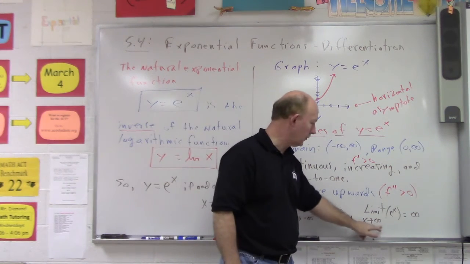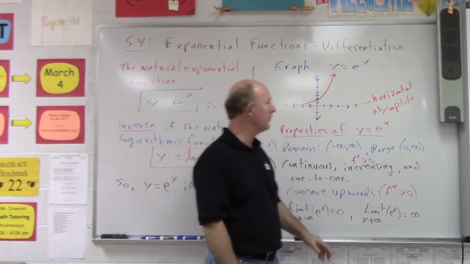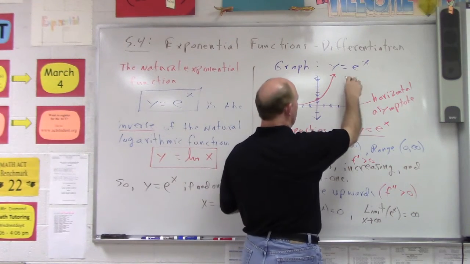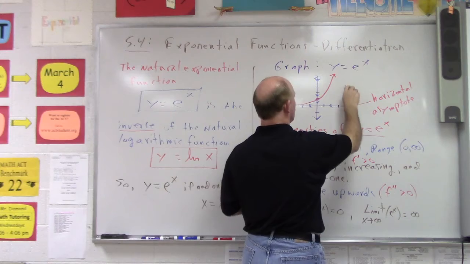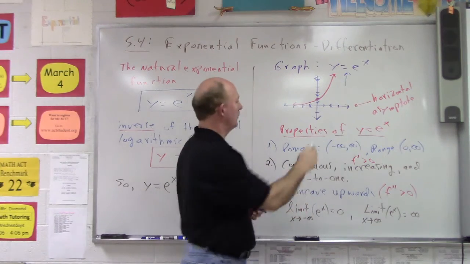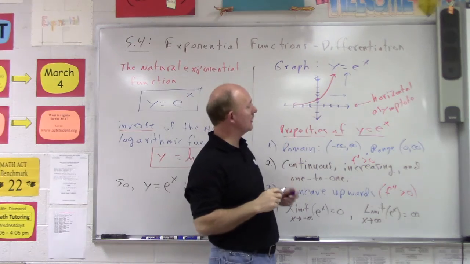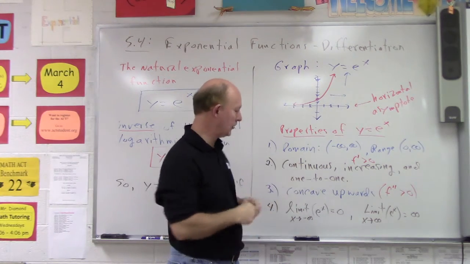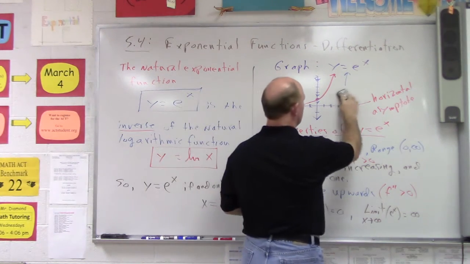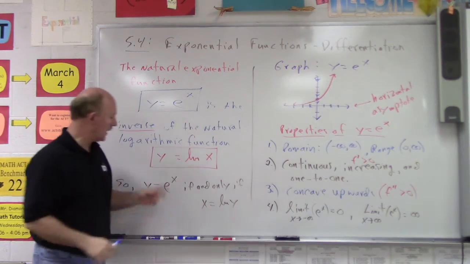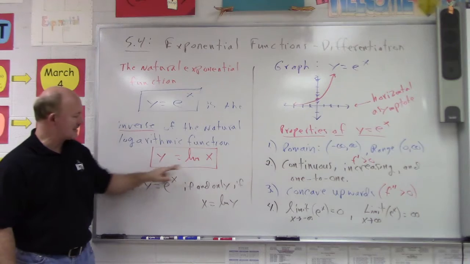Also, the limit as x approaches positive infinity of e to the x is positive infinity. As x goes to the right, the y value goes up. So we say that the limit as x approaches positive infinity is positive infinity.